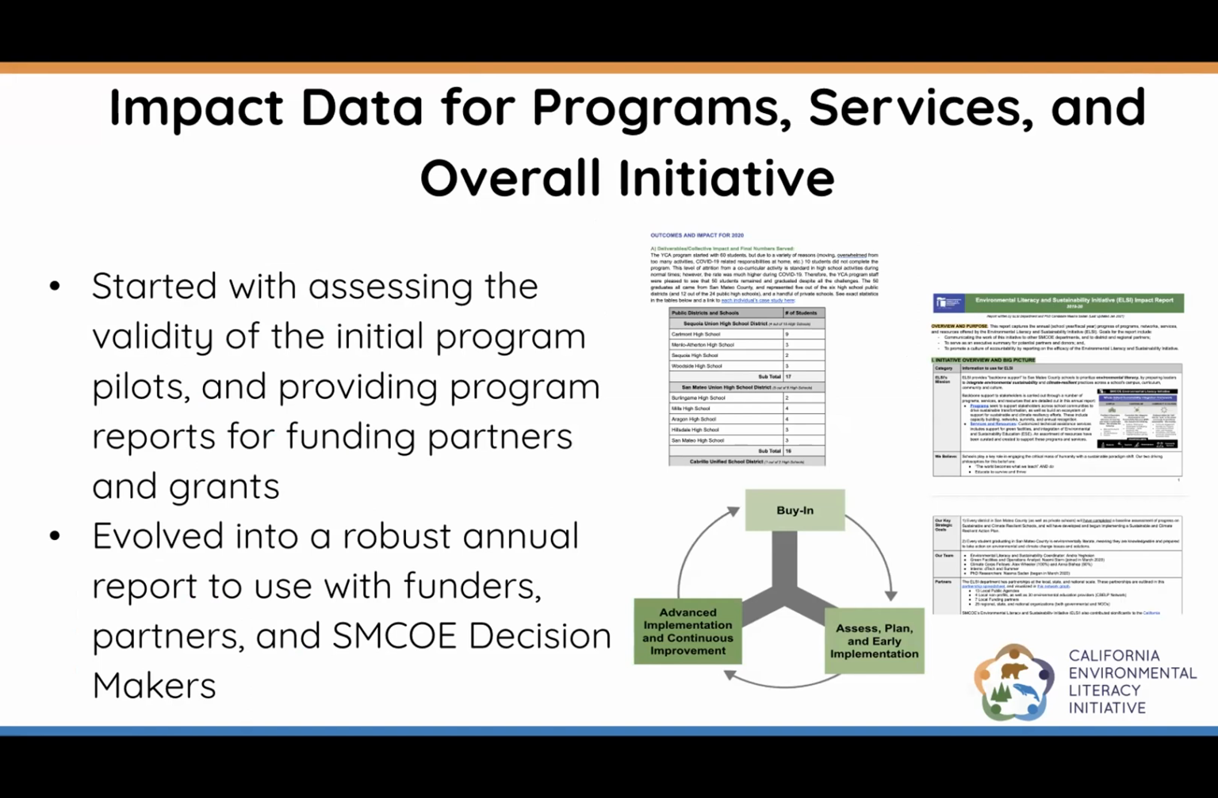So we had a pretty robust advisory group from all over the state, kind of saying, well, try out this program, try out this effort. And people were very curious to see what was the impact of those. So the data really was, at the start, just looking at that programmatic data, providing funding, providing reports to funding partners. And that eventually evolved into a pretty robust annual report that we could use with funders and partners and different decision makers.